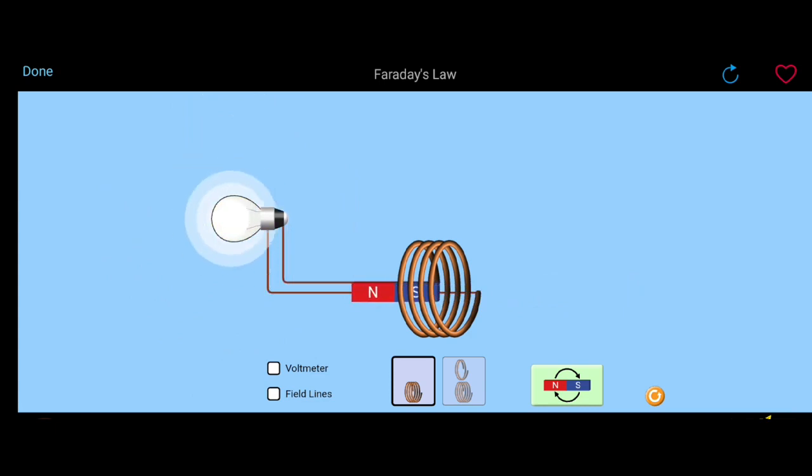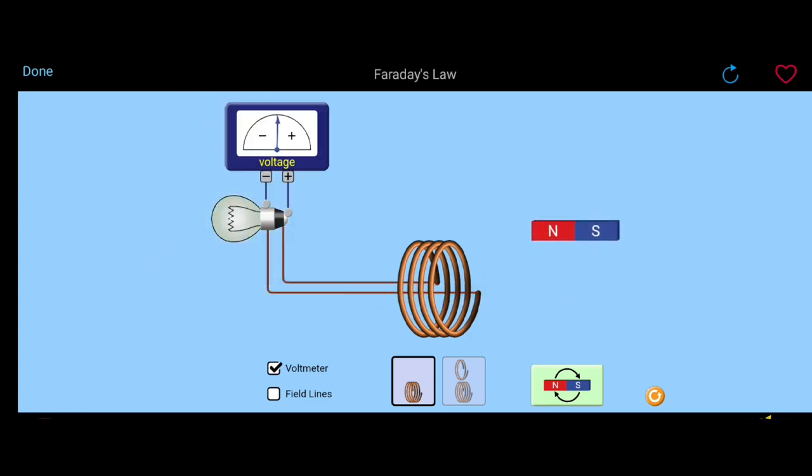This time, we see a change in magnetic flux as the magnetic field lines cut across the coil. Result: voltage is induced. But what about the direction of the induced current? We can use the right-hand rule to determine the direction.